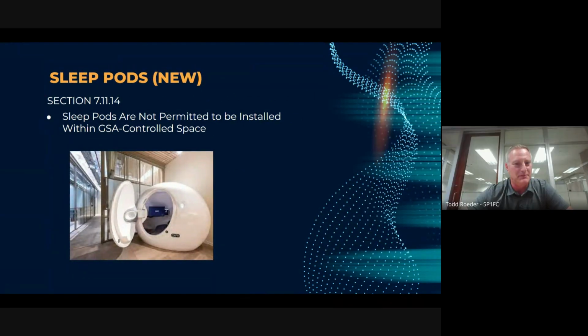And since we're on the topic of modular spaces and pods, this one's pretty straightforward. Sleep pods are not permitted to be installed within GSA controlled space. The general premise behind that is if they are installed, it could result in a change of occupancy classification. In addition, the fire protection requirements for the building or area due to occupants sleeping could potentially cause some rather significant issues. So at the current time, they are not approved.